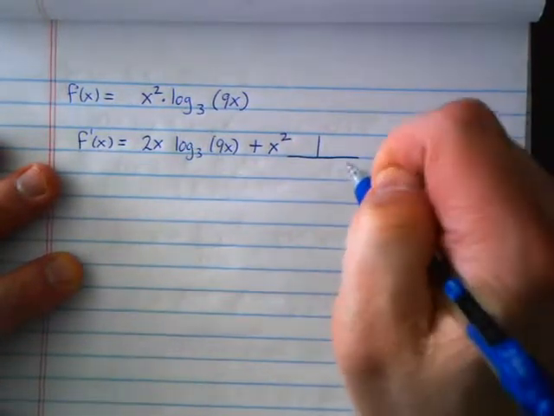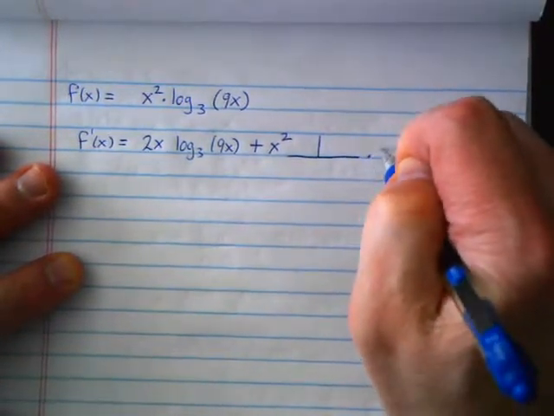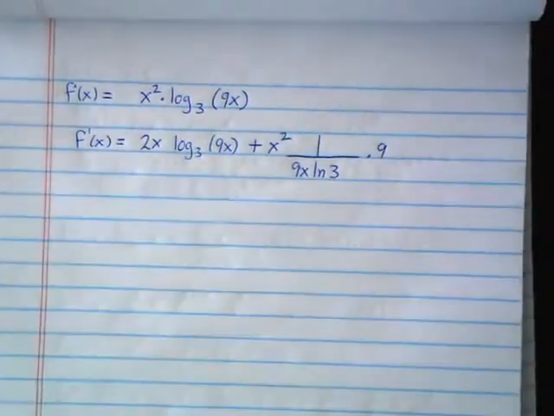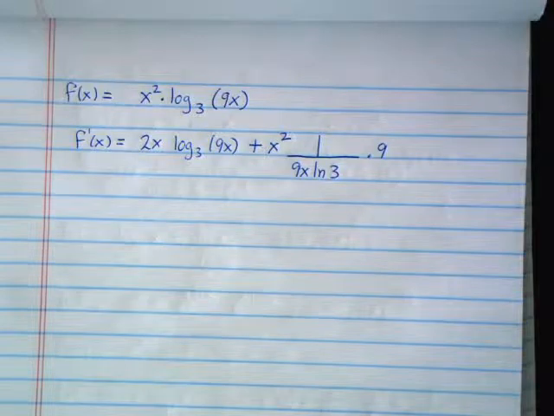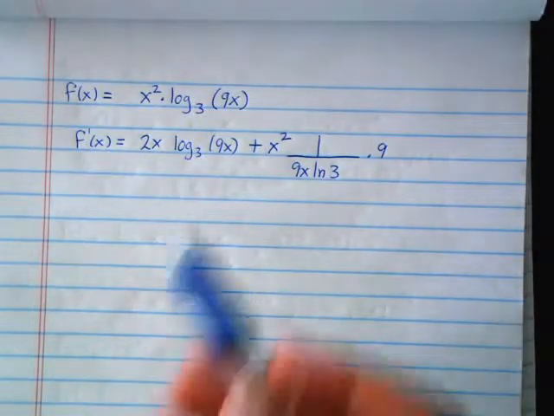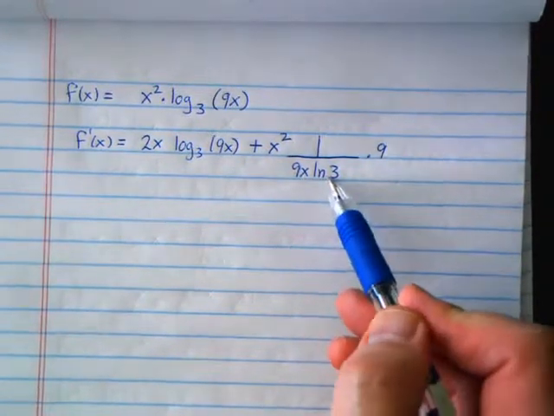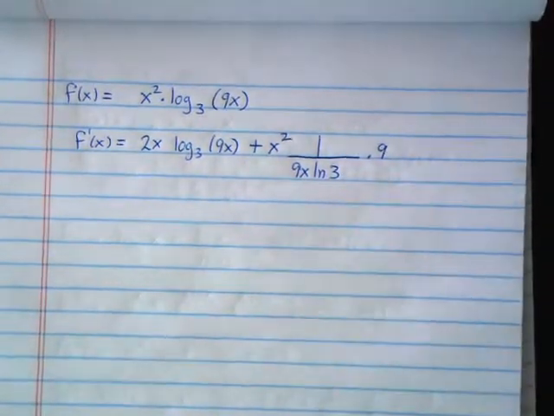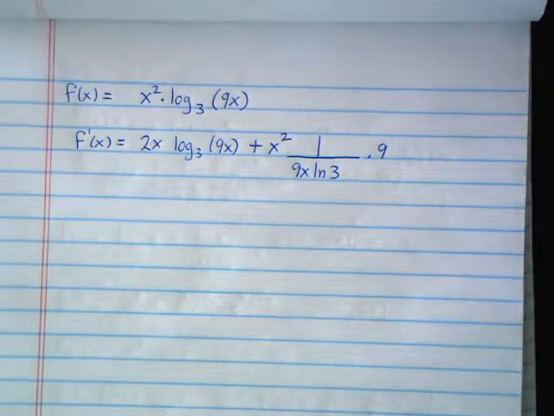9 over 9x. Very good. It's 1 over 9x ln 3. The 9x, you leave the 9x alone. That goes on bottom. You need an ln 3 because it's a log base 3. And then you need the derivative of the inside. The derivative of the inside is 9. And obviously you can reduce the 9s there. Questions on that?